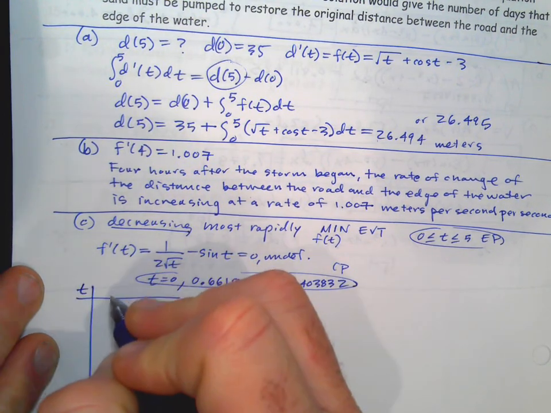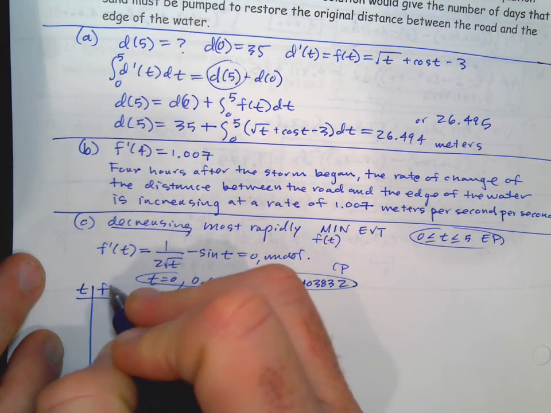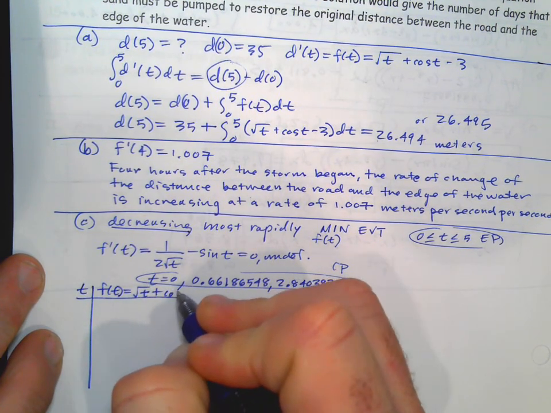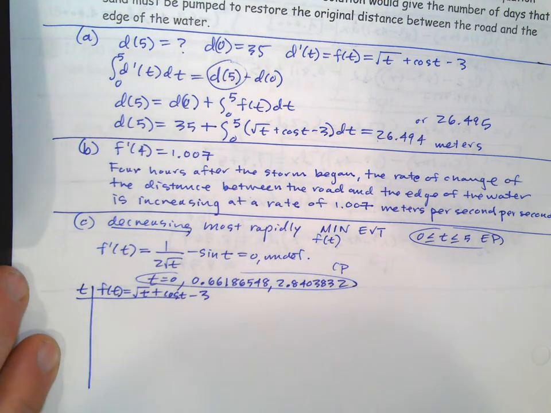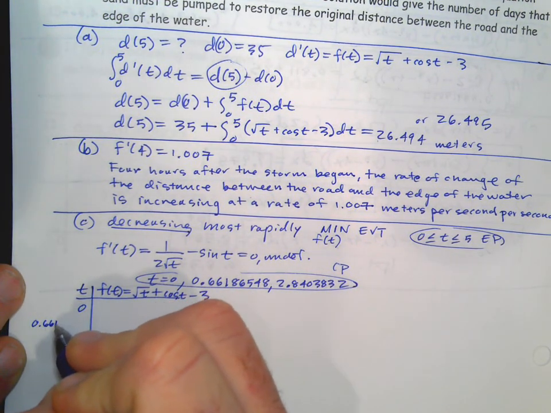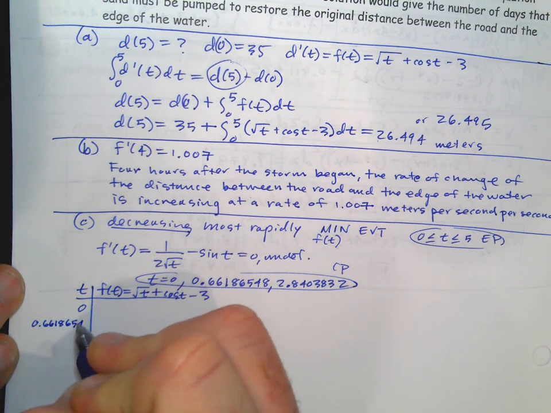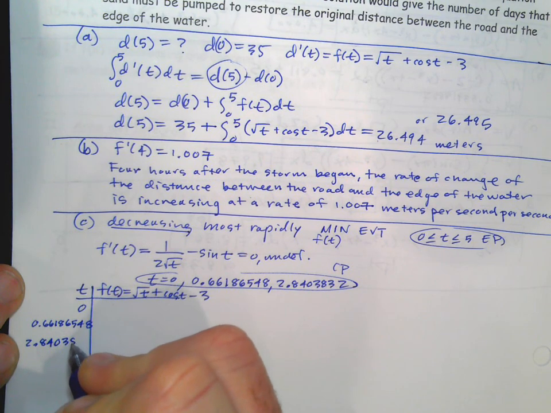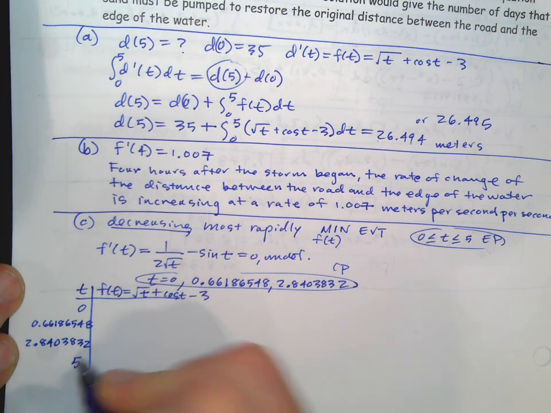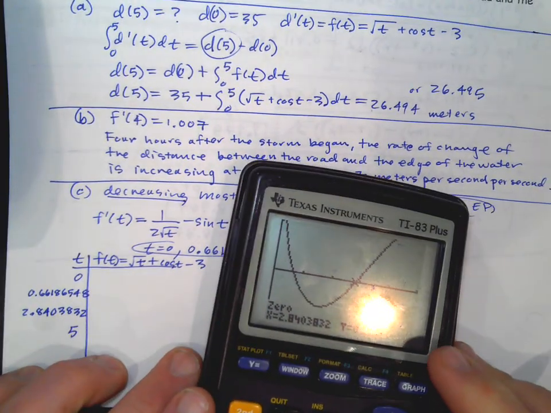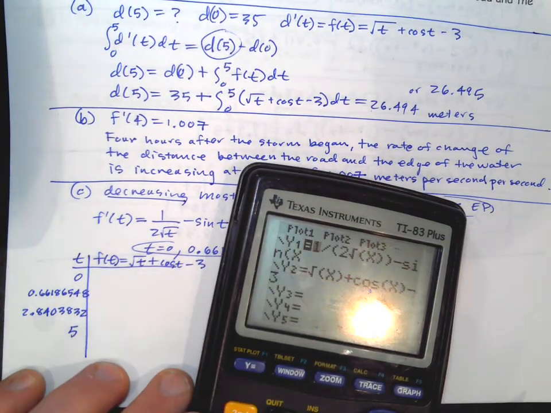So time, and we're going to plug these into f, the original function that we're trying to find the minimum of, the most negative. We have 0, 0.661865548, 2.843832, and 5. Now I do have this equation entered into my calculator, I think. Yeah. And get rid of that.